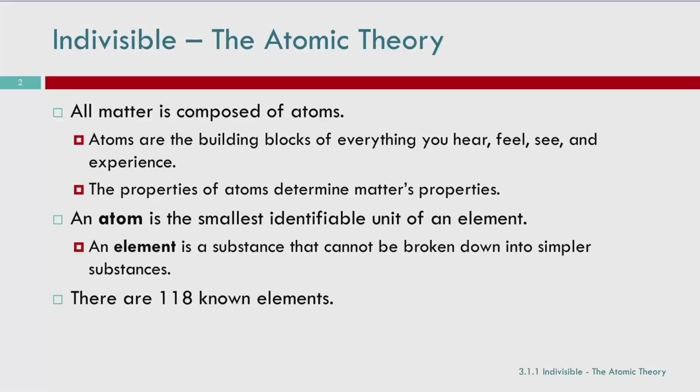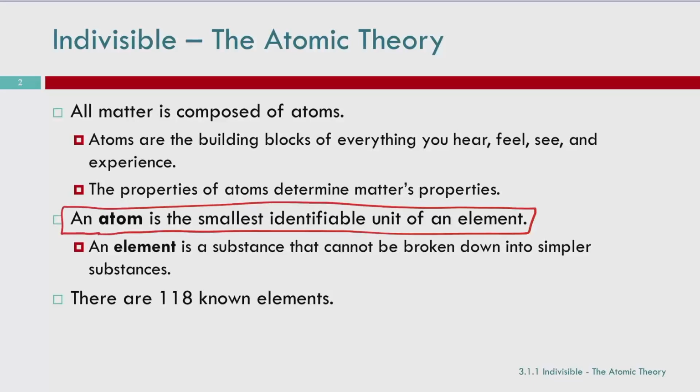There's a bunch of ways that we can define an atom, but we're going to define it here as the smallest identifiable unit of an element. And an element is a substance that can't be broken down into simpler substances. So if we look at the periodic table in the class, our periodic table shows us all of the elements.